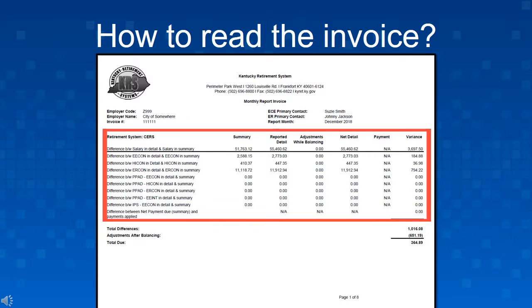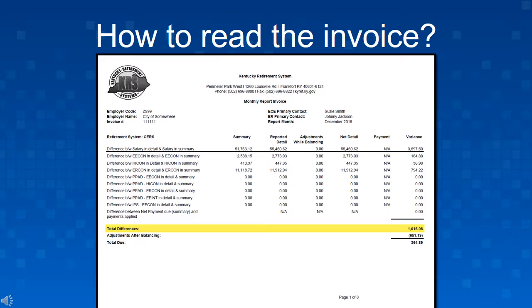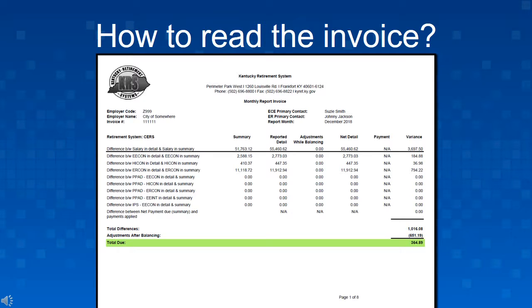Following the general information is a summary of the balancing discrepancy, showing the variance between the detail information, the summary information, and the payment of the employee contributions, health insurance contributions, and employer contributions. This variance is totaled at the bottom of the page and followed by the adjustments after balancing total, which is the variance of the contribution amounts on the error correction records and on the adjustments of posted records. The balancing variance and the error correction adjustment variance is combined to find the total due on the invoice.